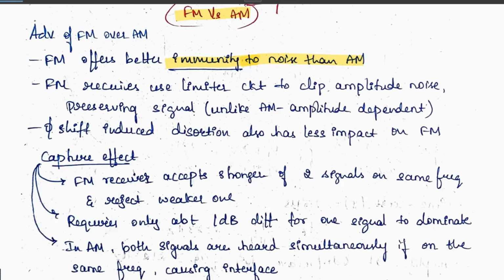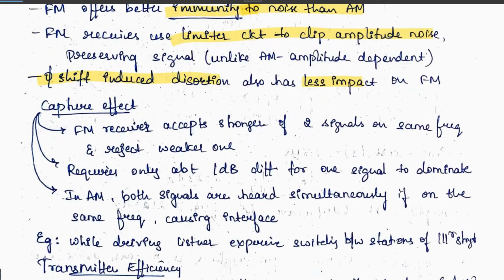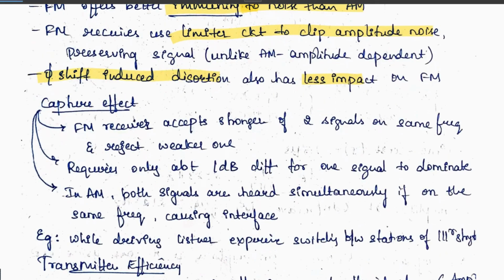Amplitude is dependent, but here it uses the limiter circuit to clip the amplitude of the noise. Third thing is phase shift induces distortion, which also has less impact on the FM. The main thing you should know is the capture effect.